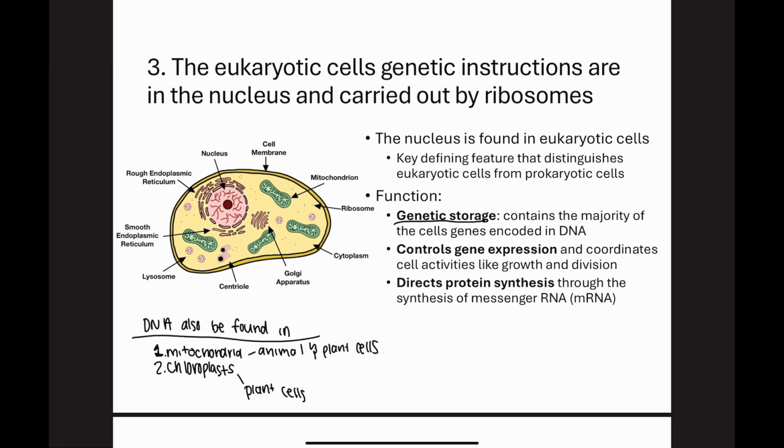Our nucleus is also going to control gene expression. The nucleus is going to regulate cellular activities such as growth and division, and it's going to do this by controlling the genes that are being expressed. And another function of the nucleus is protein synthesis. The nucleus is going to direct protein production by indirectly synthesizing messenger RNA.